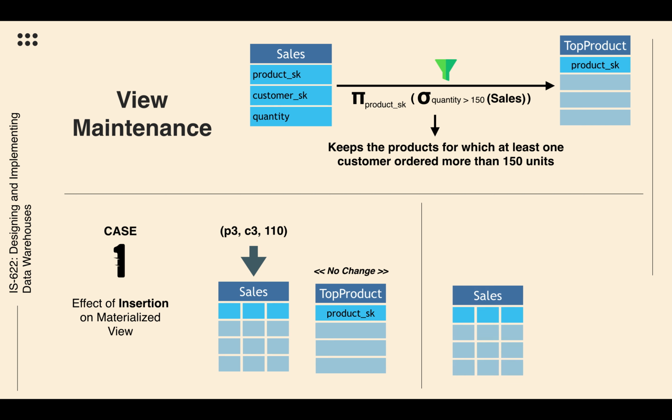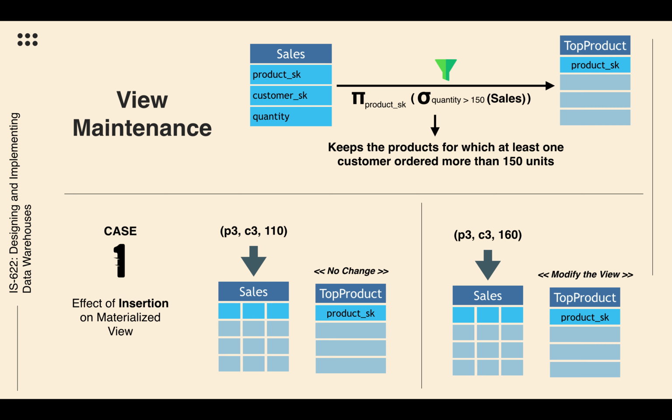But let's say I do the same thing, but this time I'm going to add a new record, and the record here is P3, C3, and 160. Now 160 is more than 150. So once this condition is satisfied, I have to go and modify the view, so that this new product P3 has to be added to the top product view. So this is the case of insertion. When you're doing insertion, you have to check whether the incoming value, that is the added value, actually satisfies the condition for the view. If it satisfies the condition, I have to add it. If it doesn't satisfy the condition, then I don't have to add it.